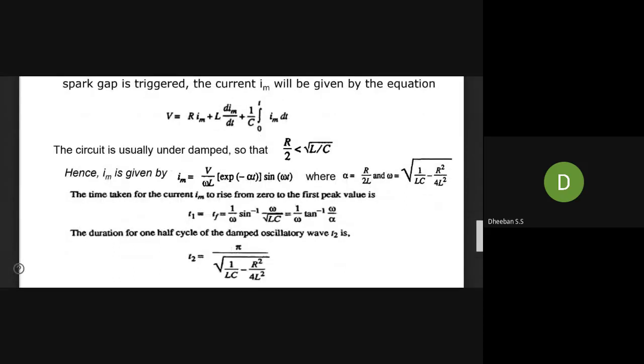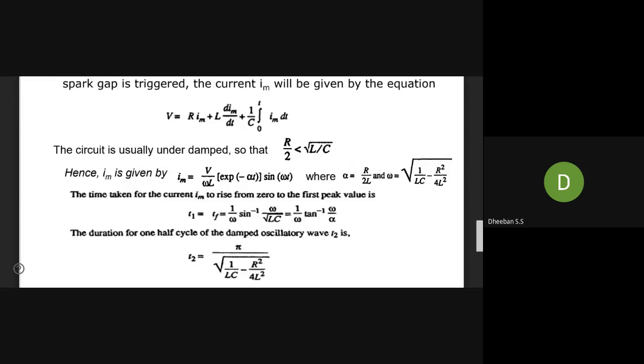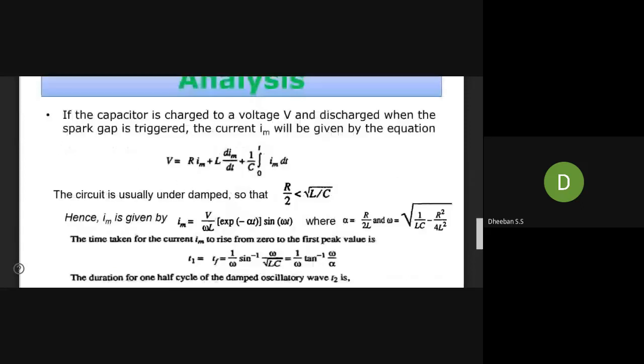Here they are defining the time periods: what T1 corresponds to and what T2 corresponds to. This expression you don't need to worry about. I will be giving it in your notes. The notes will be put on your Google Classroom within today or tomorrow. In those notes you will get a clear-cut idea, so you can see through that.